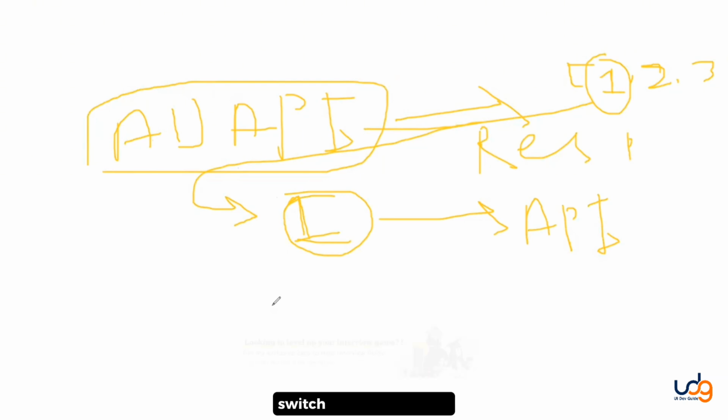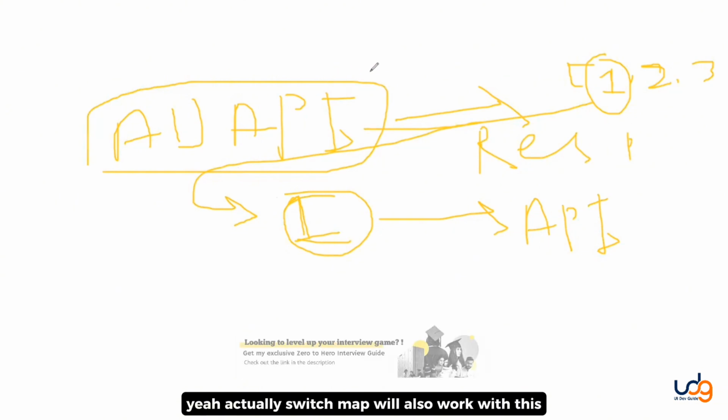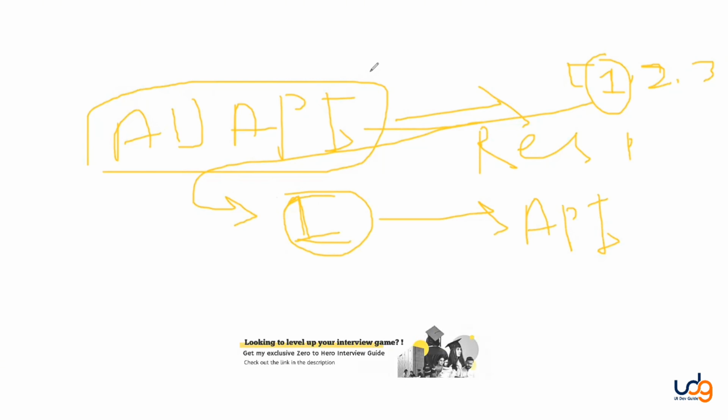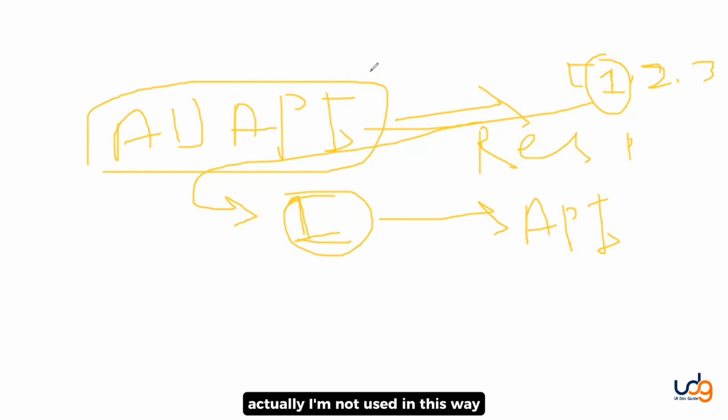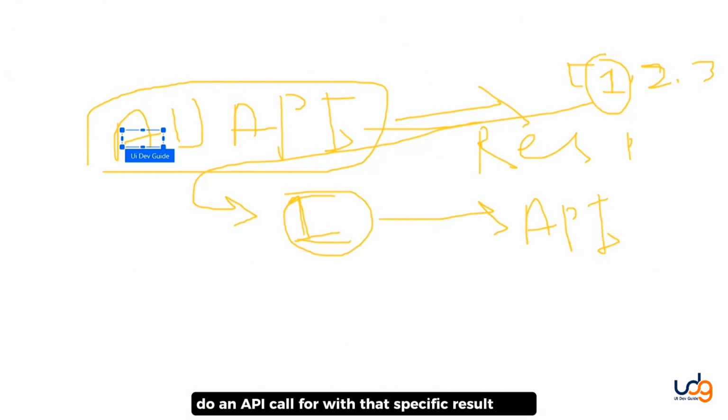Switch map. Yeah, actually, switch map will also work with this. We will just have to handle some logic in the switch map. Actually, I have not used it in this way. Mostly, I take the output in a variable and again call an HTTP call. So mostly in switch map, when we call an API, we can wait for the response and then with the help of the response we can again do an API call with that specific result.